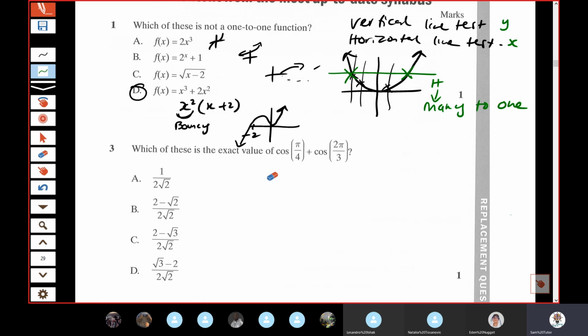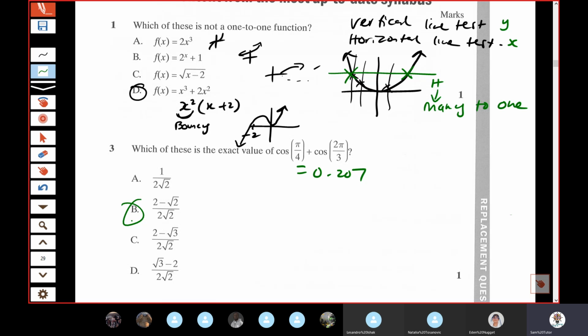What's your answer? 1, 2, root 2. So B? Yep. How'd you do it? I just plugged it into my calculator. So what I did, for you guys to know, I plugged this in, it gave me 0.207. I just went and found which one is that. It's B. It's a multiple choice, so I should do that.